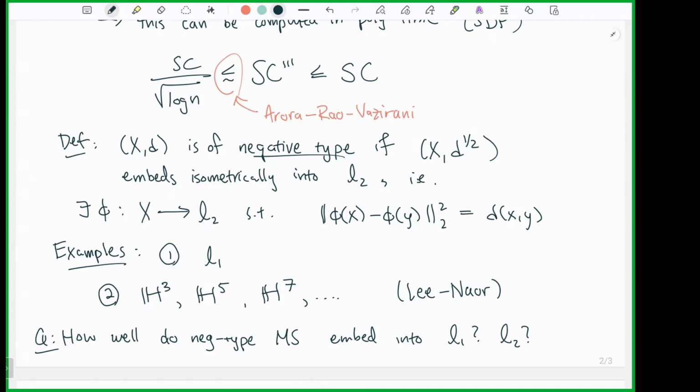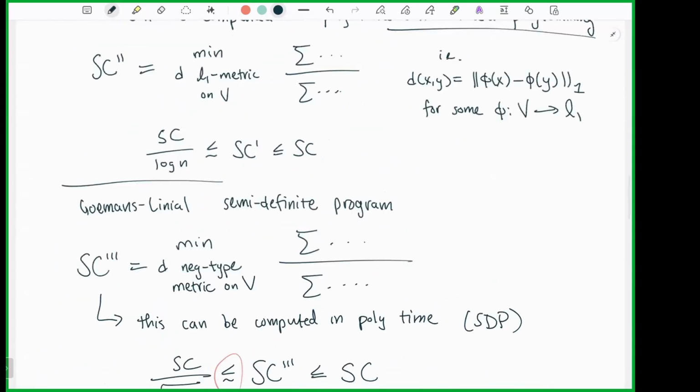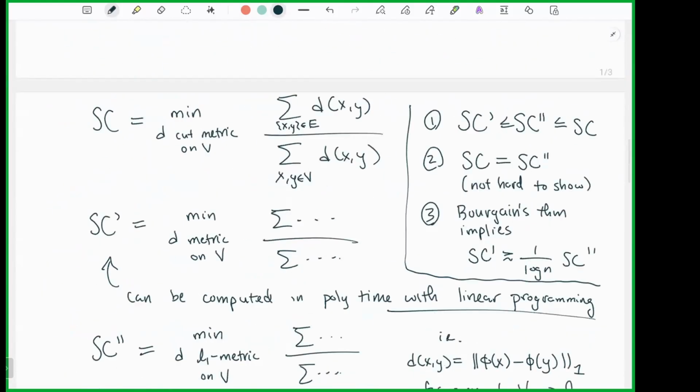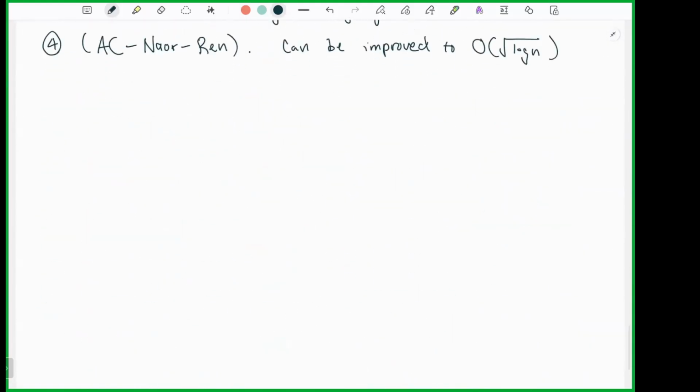Also, like I said, negative type is, at least to me, not the most natural geometric thing. Once we proved it for negative type, we realized that it can be extended to a larger class of spaces, and that explains the title: quasi-symmetrically Hilbertian metric spaces. That's where this class came from. We looked at what we had, and then realized the argument extends to this.